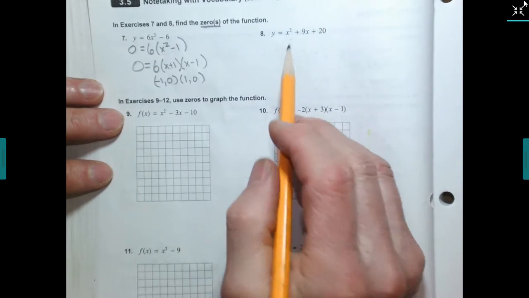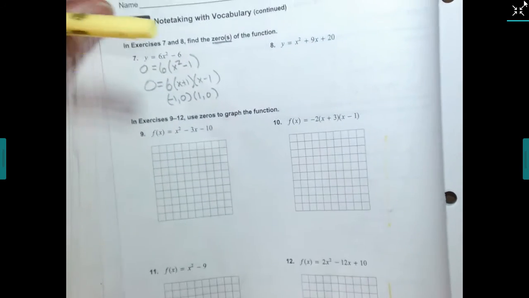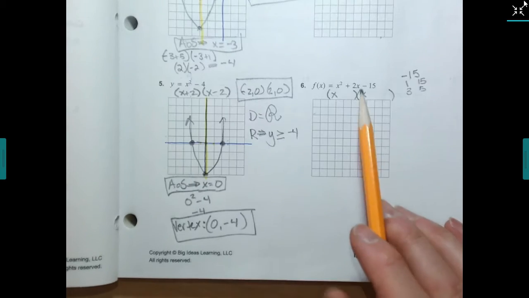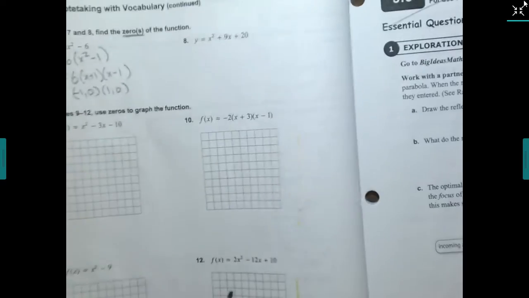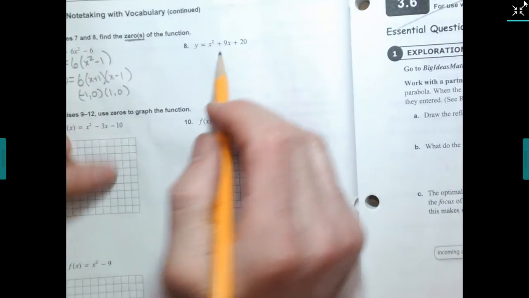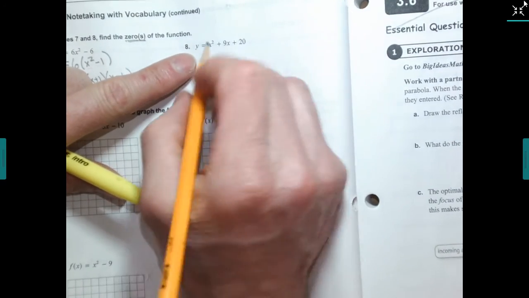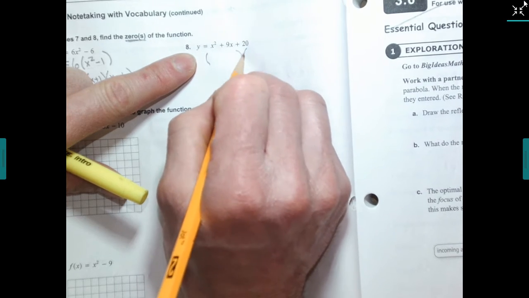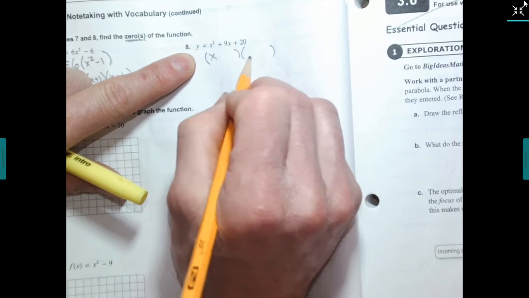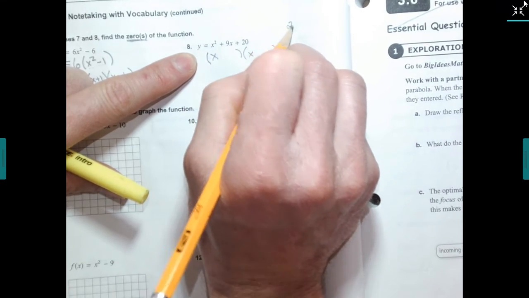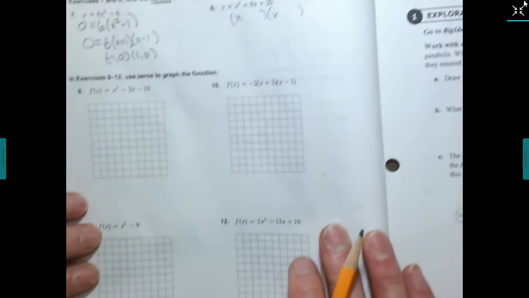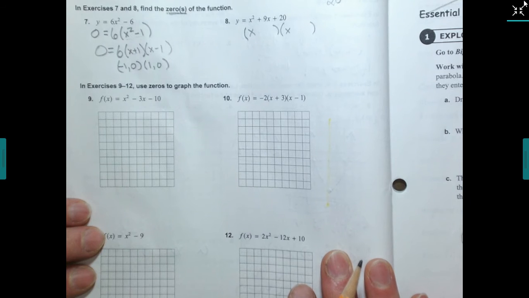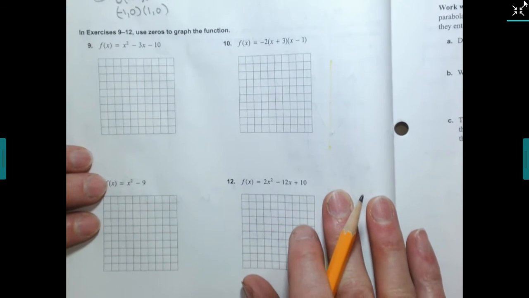All right, now this one, same as here. You can factor it out, and you can get it into intercept form. So number 8, you'll be able to factor this out and get it into intercept form. So get your factors of 20 that can add up to 9. Okay, pause it, finish that. Let's go on to number 9.